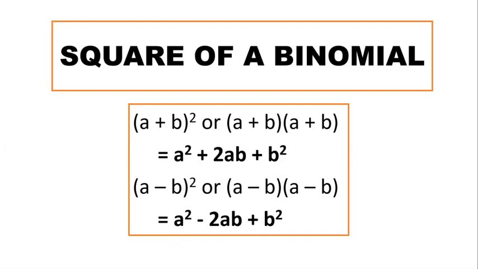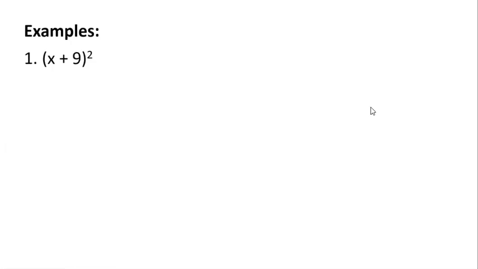Now let us have an example. We have here number 1, x plus 9 squared. So let us identify our a. Our a here is the variable x, because this is the first term. Again, the first term is always the variable a. Now, 9 is the second term, so therefore this is b. And since addition is used to separate the two terms, therefore we'll use the first pattern.